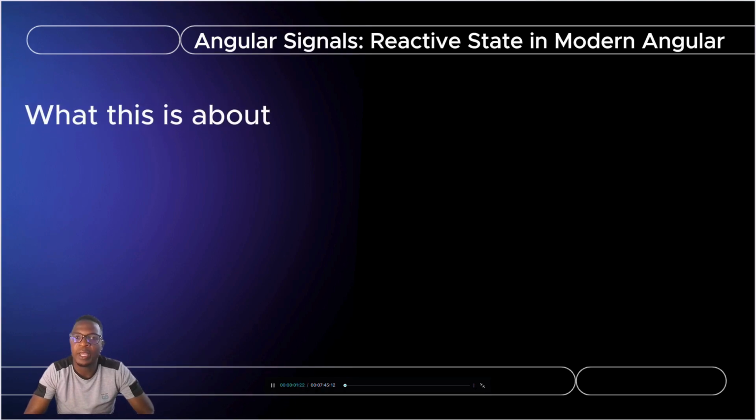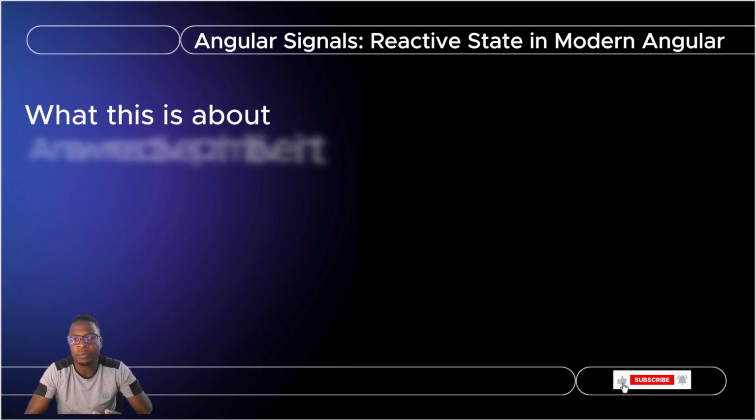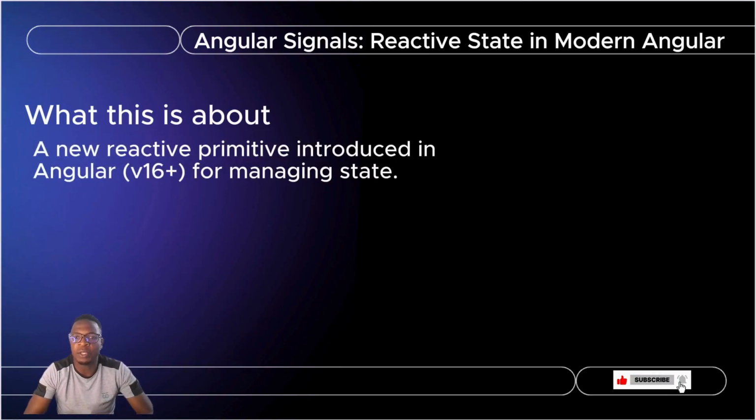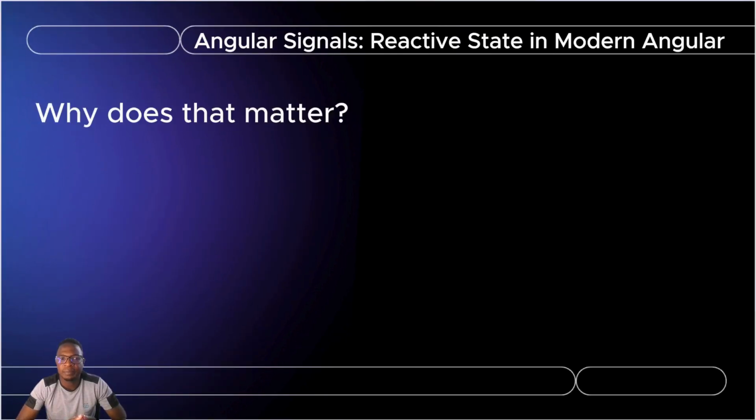What we are really talking about here is a new way Angular handles state. With Angular version 16 and above, we got something called signals. And the most important thing to understand here is this: they are not just another utility. They are a new reactive primitive built into Angular itself. Now, why does that matter?